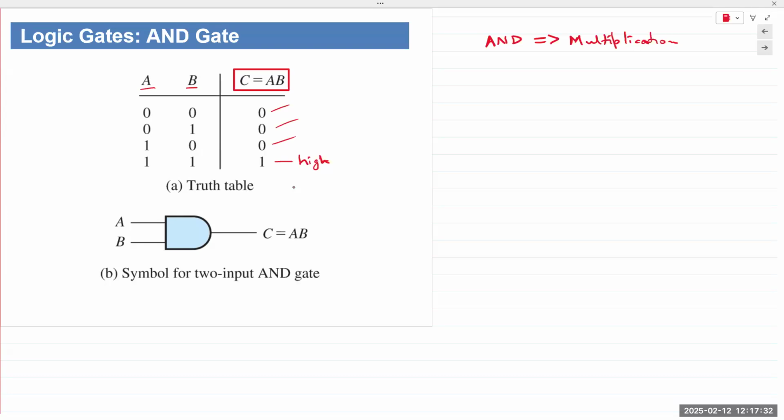For an AND gate, the output is high only when both inputs are high. Again, for an AND gate, the output is high only when both inputs are high.